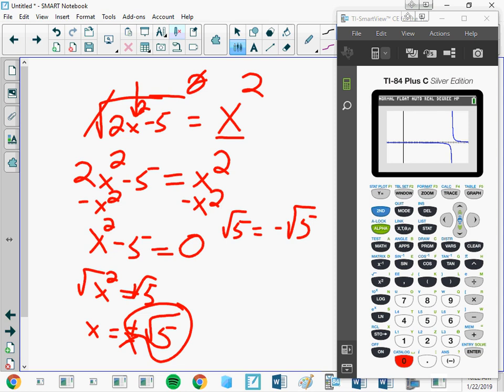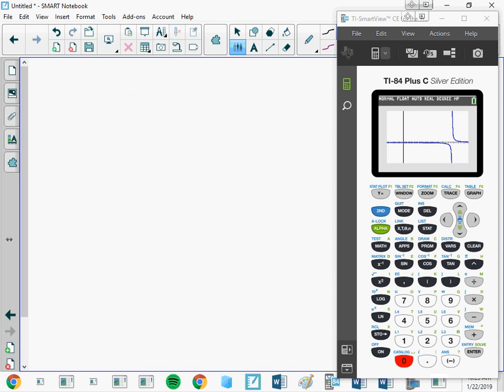So what you need to remember is whenever you have variables inside a square root, or in a logarithm, you always have to test your solutions. You might get a solution that doesn't end up working. Okay. Number 4. Any trouble with 4?